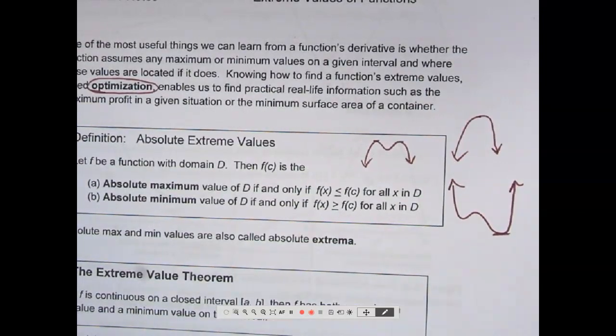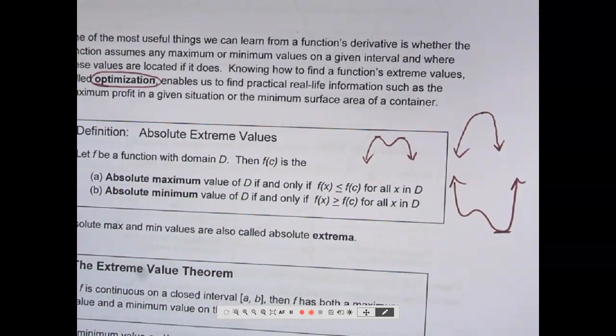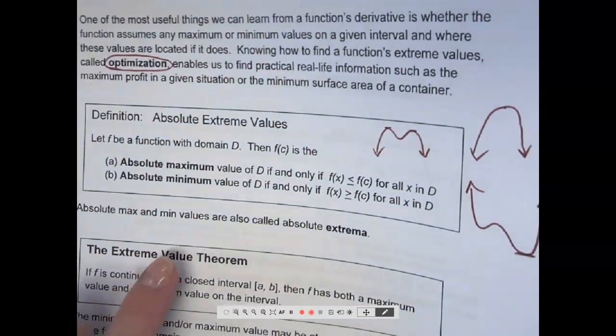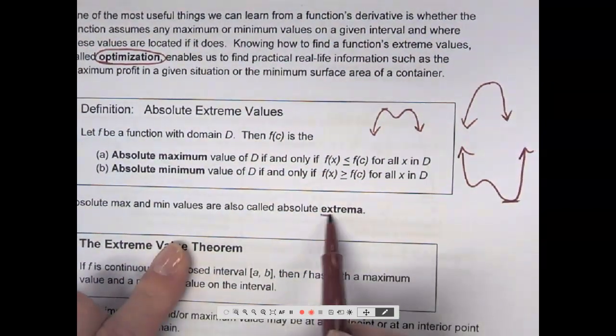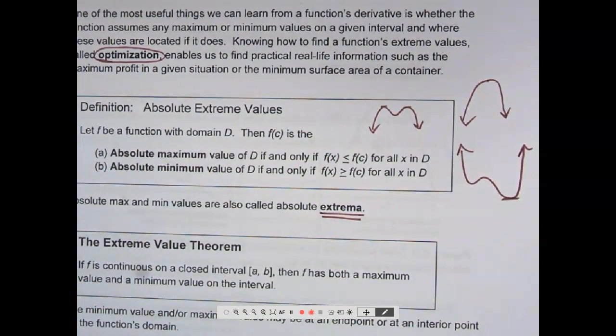Okay, so contextually, it's an easy concept. This makes it sound really hard. Absolute max and min values are also called absolute extrema. Well, that kind of makes sense because they are the extreme high or the extreme low on the graph.